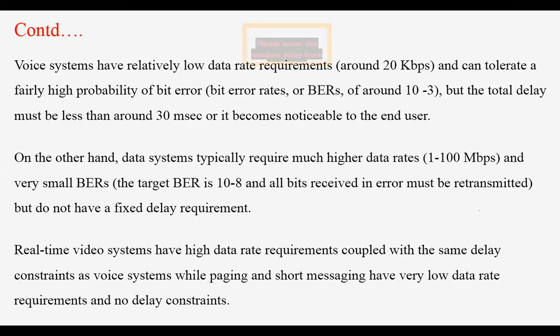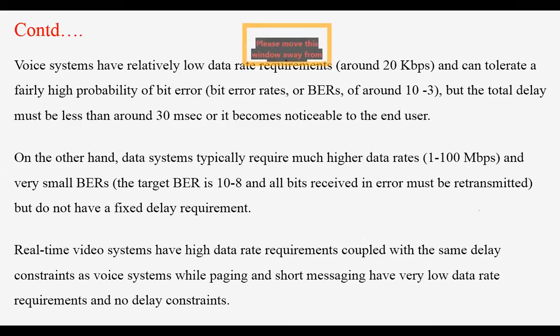On the other hand, if you consider a data system, it typically requires a high data rate. I want to transmit data, so I should get the data as fast as possible with a small bit error probability. There should not be any error in the data I'm transmitting. So the requirement is high data rate and low probability of error, but no fixed delay requirement. Suppose I'm transmitting a file, the data rate should be high so that the file can be easily transferred.